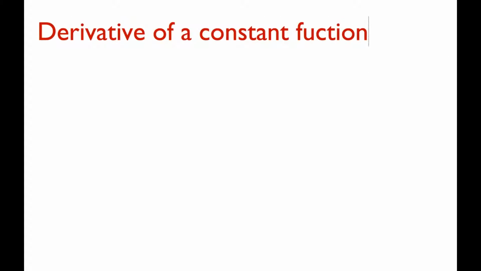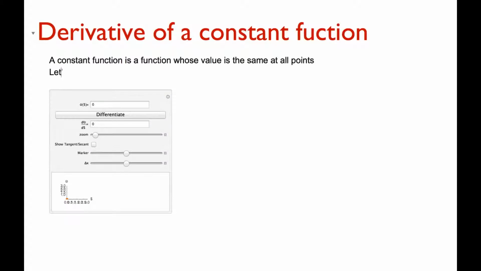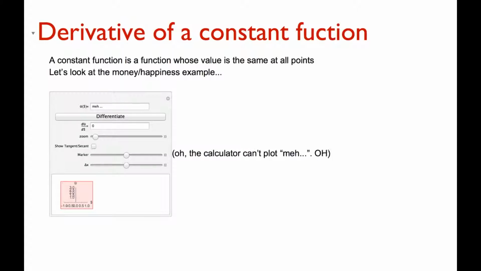Alright, so you want to find the derivative of a constant function. Well, first of all, what is a constant function? A constant function is a function whose value is the same at all of its points, no matter what. So let's start by looking at the money and happiness example. We've got our dependent variable as happiness and our independent variable as money. And let's say you're feeling kind of meh. So we're going to put that in as the value of our function.